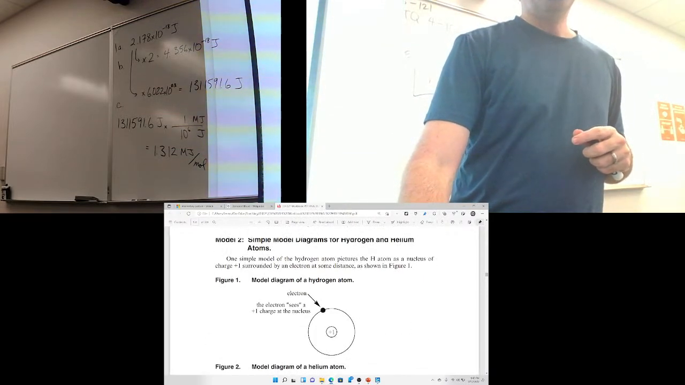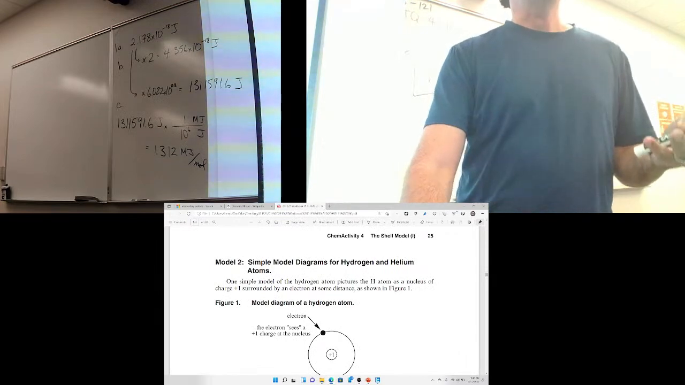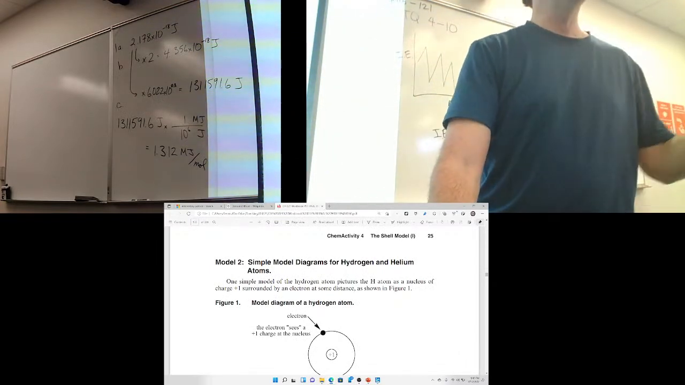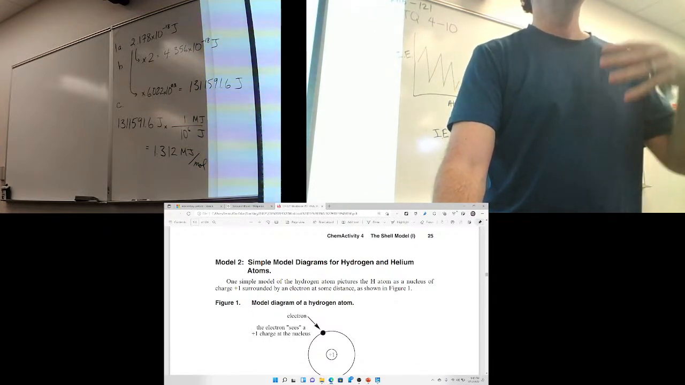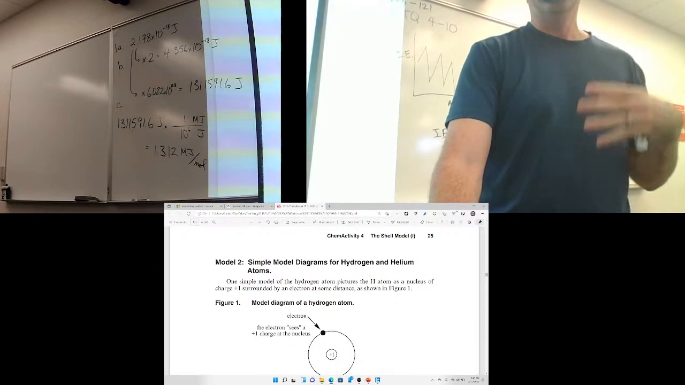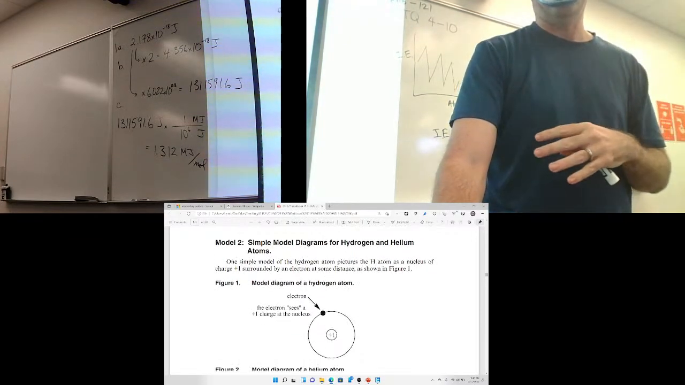So this is the beginning of what we call the shell model of the atom. Electrons are arranged in these shells. If you want, you can think of them like planets orbiting a sun kind of thing. It's not a correct visualization, but it's a simplification that works in this case.